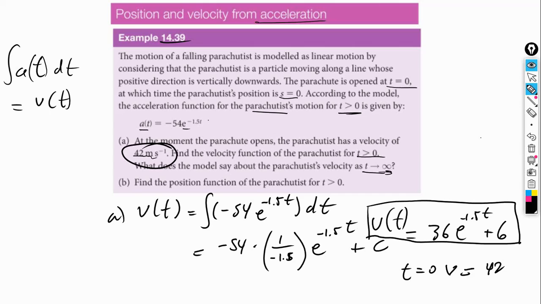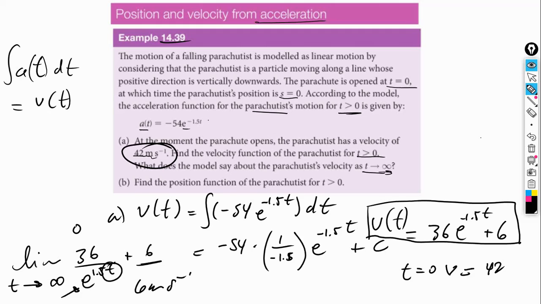Okay, but there was another part of this question. It says, what does the model say about the parachutist's velocity as t tends to infinity? So what is the limit as t tends to infinity of 36, and I'm going to rewrite this as 36 over e to the 1.5 t plus 6. So what happens as this value increases, right? As this t increases, this e to the power of infinity is just a very large number. So that means that this tends to 0. If this tends to 0, we're only left with 6. So what that says is that the velocity is going to tend to stay at 6 meters per second.